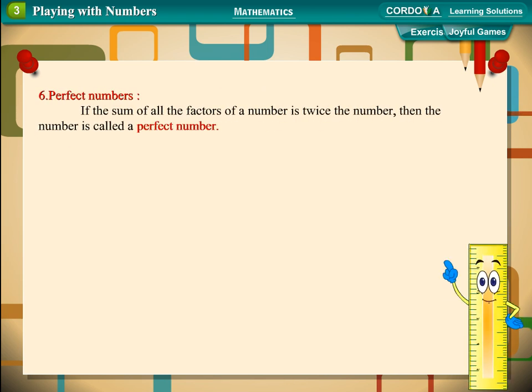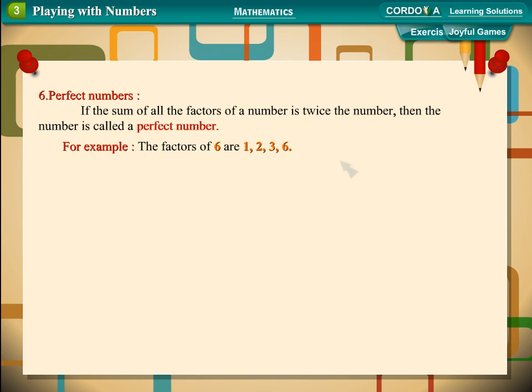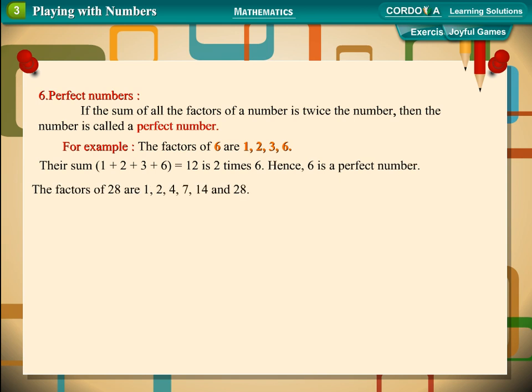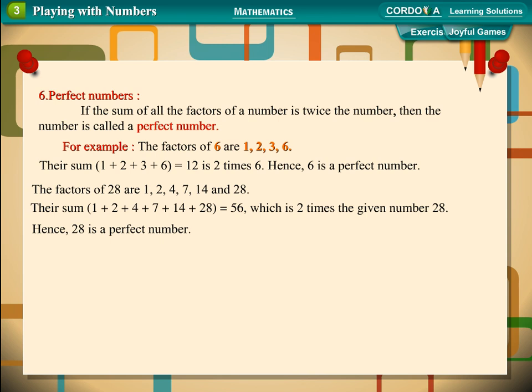Perfect numbers. If the sum of all the factors of a number is twice the number, then the number is called a perfect number. For example, the factors of 6 are 1, 2, 3, 6. Their sum, 1 plus 2 plus 3 plus 6, is equal to 12, which is 2 times 6. Hence, 6 is a perfect number. The factors of 28 are 1, 2, 4, 7, 14 and 28. Their sum, 1 plus 2 plus 4 plus 7 plus 14 plus 28, is equal to 56, which is 2 times the given number 28. Hence, 28 is a perfect number.